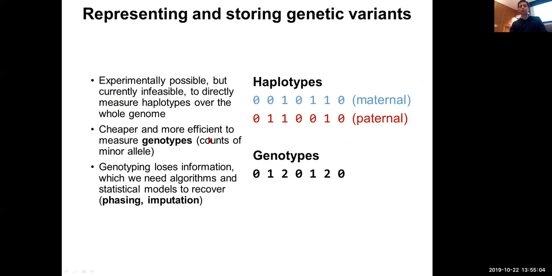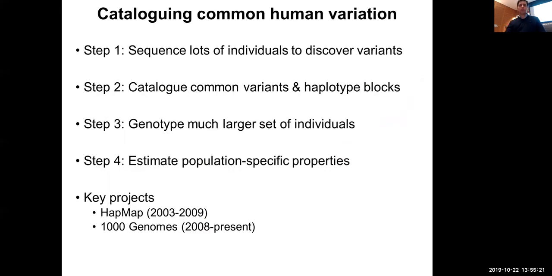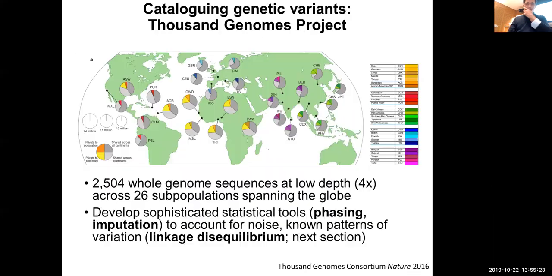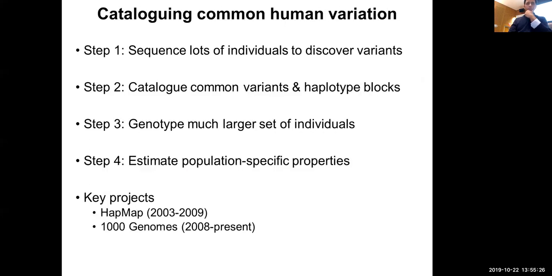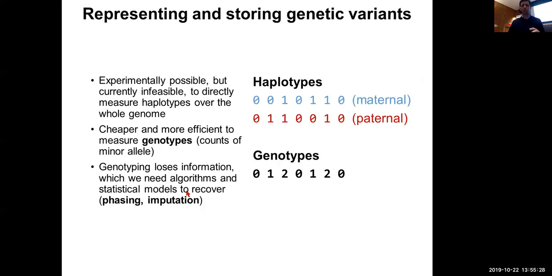So it's experimentally possible, but currently infeasible to directly measure haplotypes for the whole genome. It's cheaper and much more efficient to measure genotypes, where you're just simply counting minor alleles. And genotyping loses information, and therefore we need algorithms and statistical models to recover it, okay? We're going to talk about phasing and we're going to talk about imputation. Everybody with me so far? Great. So, anyway, we're going to get into that a lot more in the next section. Sounds good? So basically, everybody 100% clear on the difference between a haplotype and a genotype? Awesome. Any questions?